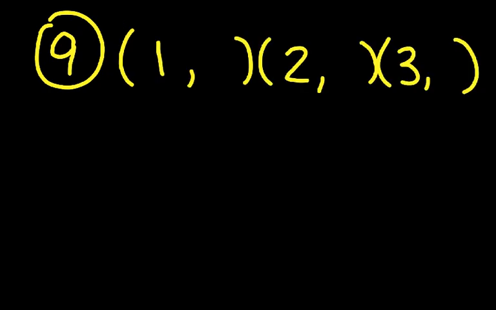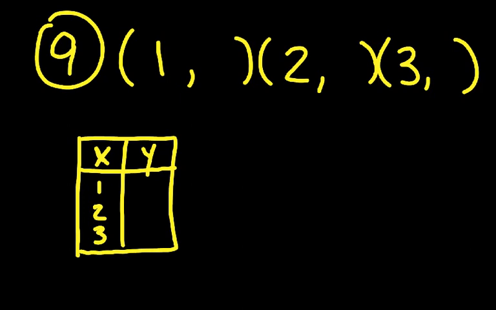Number 9 says which statement is not true? A says a set of ordered pairs describes a function if each x value is paired with only one y value. That is true. Remember, for it to be a function, the x cannot repeat, so that would be an example where the x's are all different. B says a table with values describe a function if each x value is paired with only one y value. That's also true. Here's an example where all the x's are different, 1, 2, and 3.